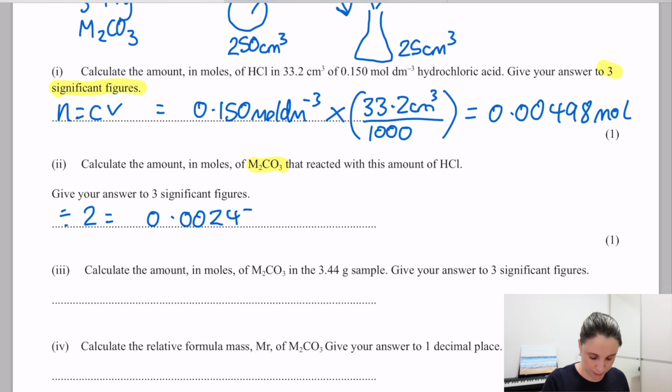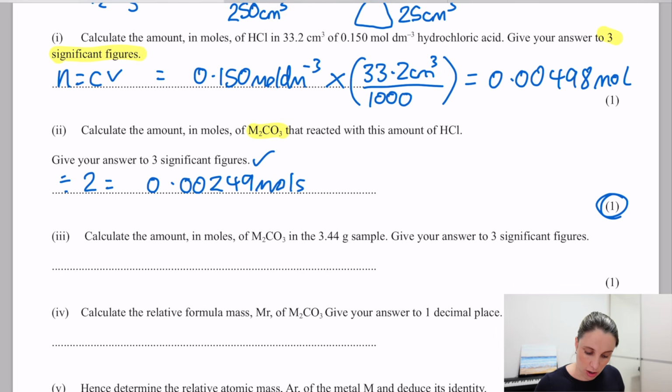0.00249 moles. This is a 1 mark question, so if you're doing any work that's more than 1 step, you're definitely making a mistake and you want to have a re-look at what you're doing. Okay, 3 significant figures, done. All good, no problems.